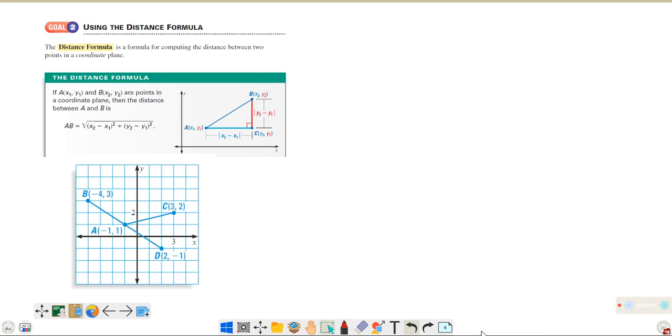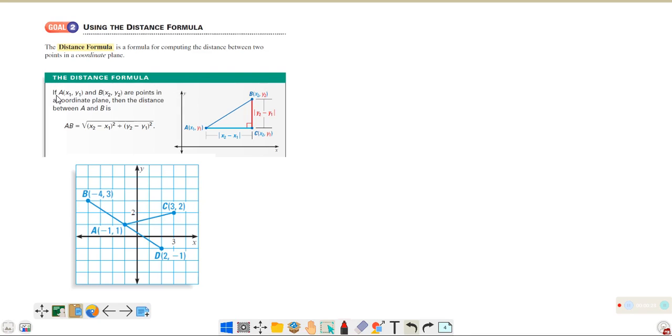This is Miss Rena, and this time we have a discussion on plane geometry. So we are going to discuss the distance formula. So I have here the formula for finding the distance between 2 points.